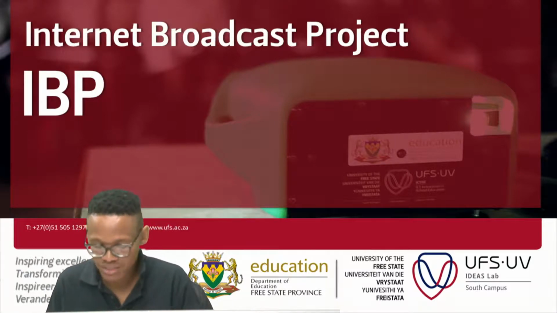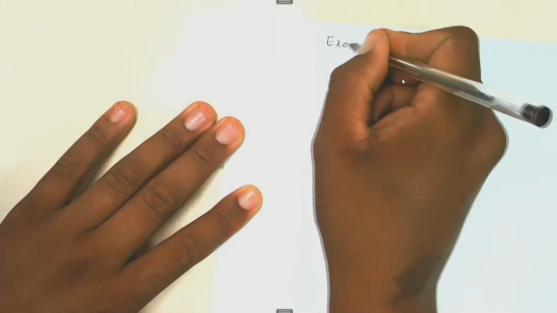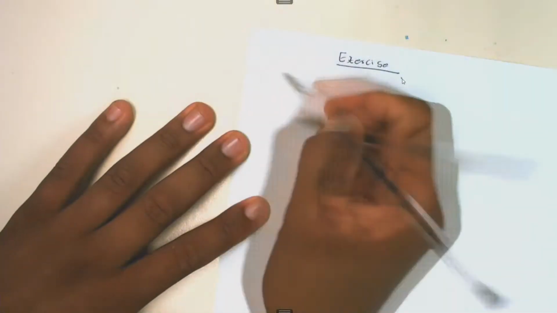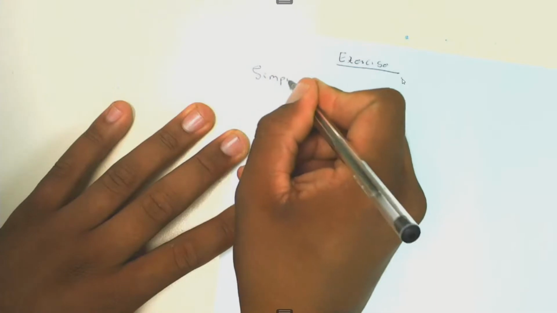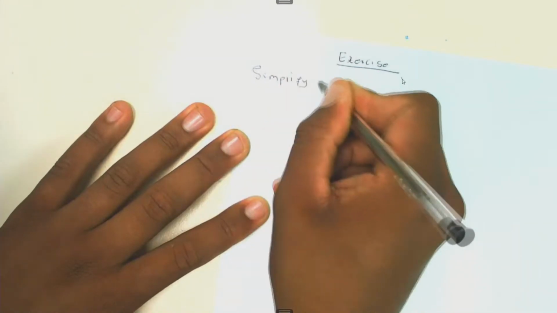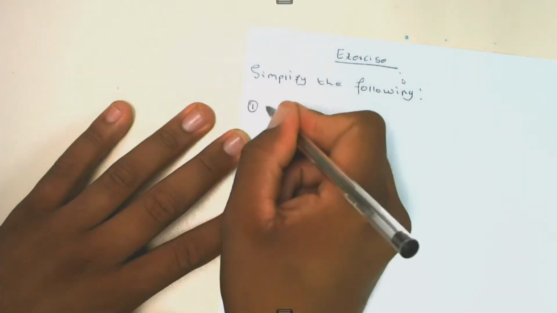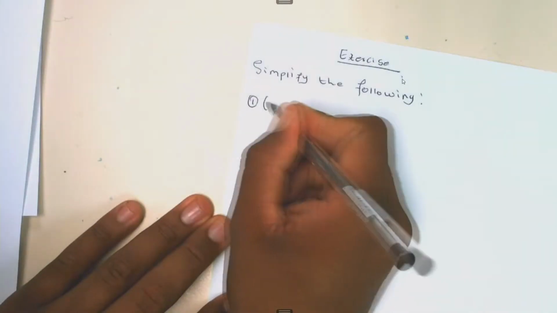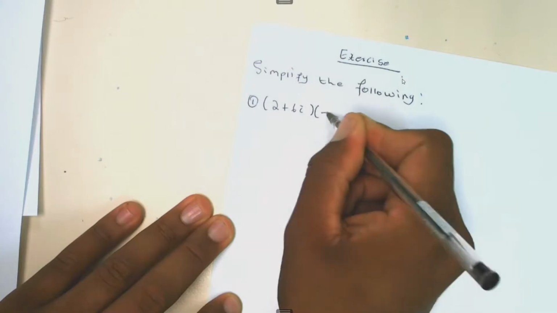We can do 2 activities and we'll be done. Just do 2 activities. Let me say, simplify the following. Number one, let's say we have 2 plus 6i multiplied by minus 3 plus i.